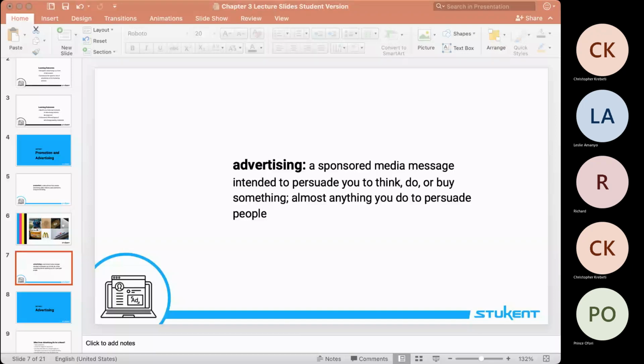Advertising. So, with this definition in mind, if I should ask you, I believe all of you have heard of Amazon.com. Amazon. Has everyone heard of Amazon.com?